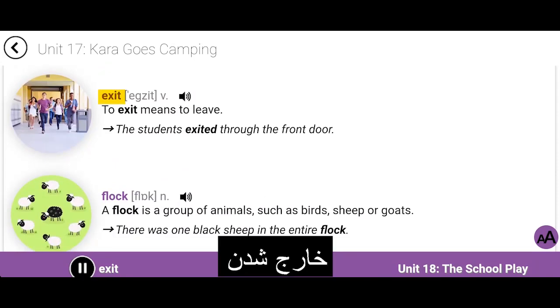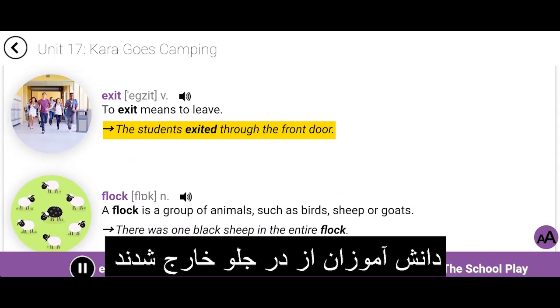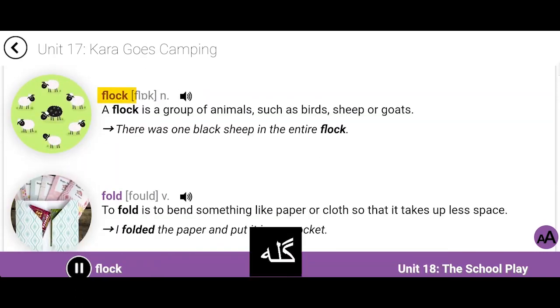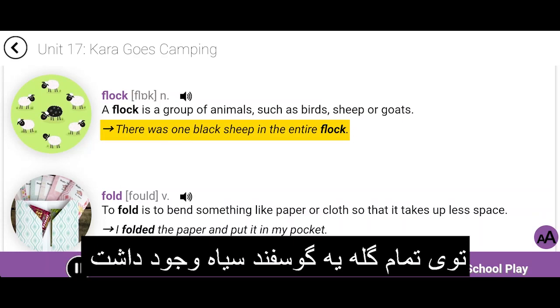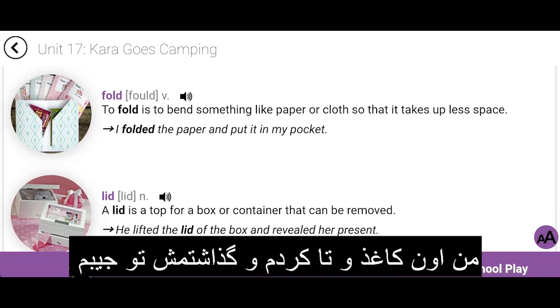Exit. To exit means to leave. The students exited through the front door. Flock. A flock is a group of animals, such as birds, sheep, or goats. There was one black sheep in the entire flock. Fold. To fold is to bend something like paper or cloth so that it takes up less space. I folded the paper and put it in my pocket.